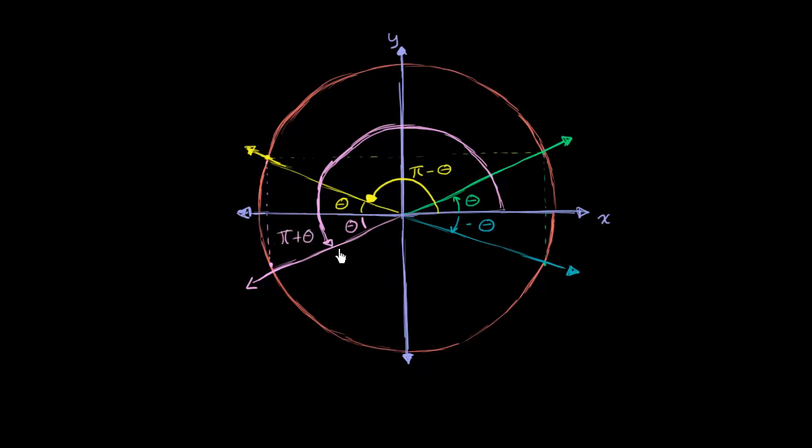Now that we've figured out these have different symmetries about them, let's think about how the sines and cosines of these different angles relate to each other. So we already know that the x-coordinate is cosine of theta, and the y-coordinate is sine of theta. Or another way of thinking about it is this value on the x-axis is cosine of theta, and this value right over here on the y-axis is sine of theta.